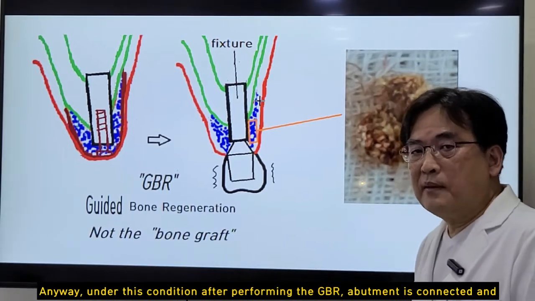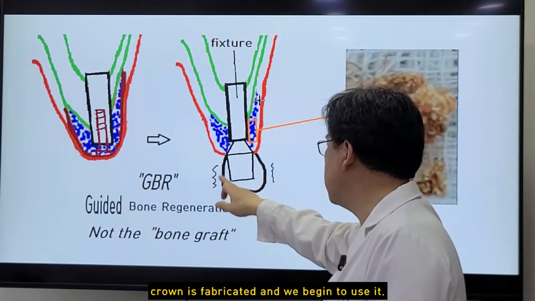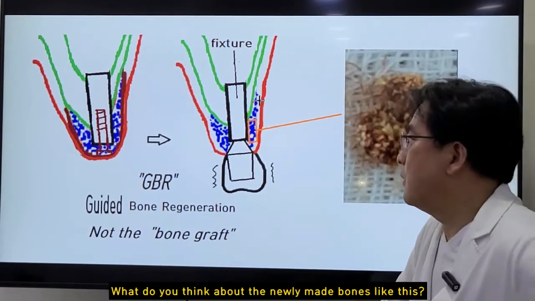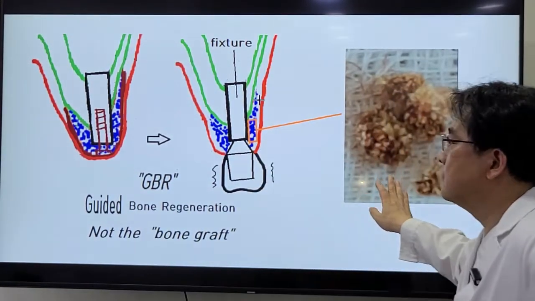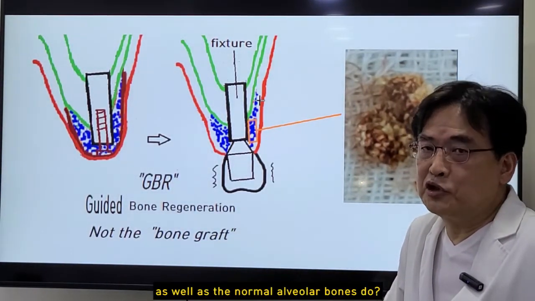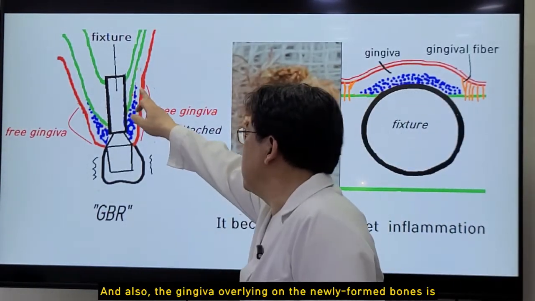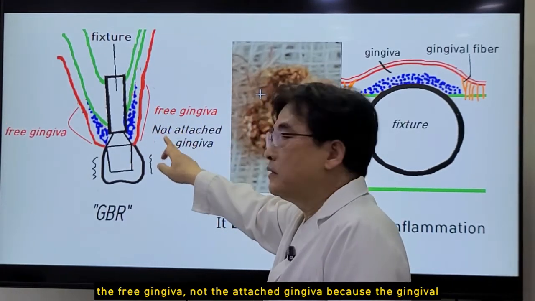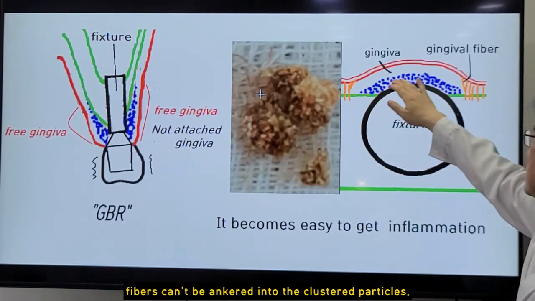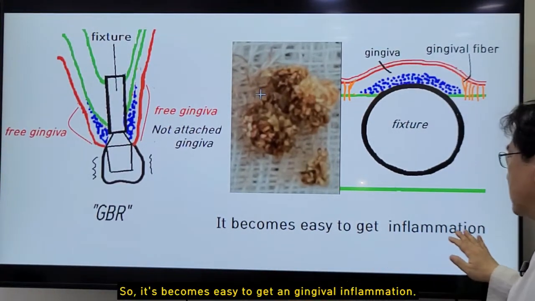Anyway, under this condition, after performing GBR, the abutment is connected and the crown is fabricated, and we begin to use it. What do you think of newly made bones like this? Do you think they could withstand occlusal load as well as normal alveolar bones do? And also, the gingiva overlying newly made bone is the free gingiva, not the attached gingiva, because the gingival fibers cannot be anchored into the closed particles. So it becomes easy to get gingival inflammation.